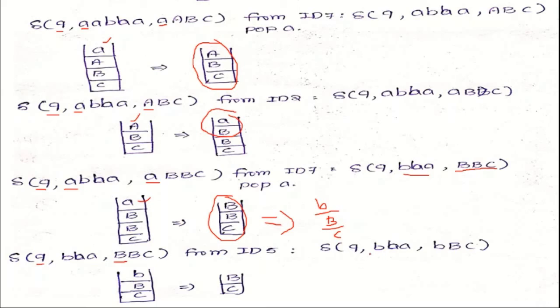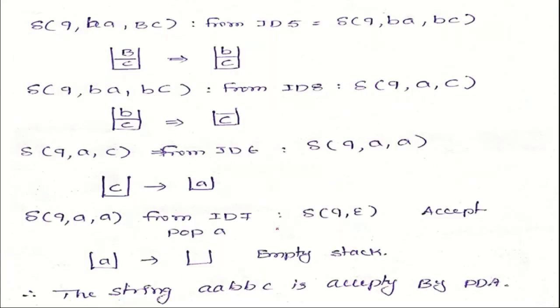Now the current state is Q, the top of the stack is terminal B, and the input is B. So that's why we perform the pop operation. That means this B will be popped from the stack, then the remaining is BC. Next, the current state is Q, the top of the stack is capital B, and the input is B. So we can push only B, not BB.